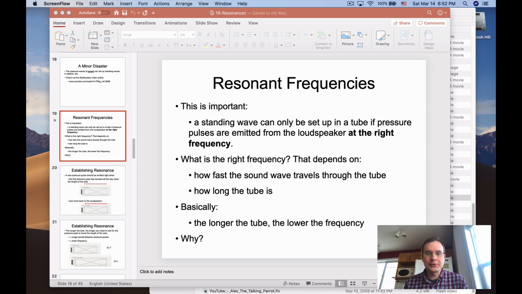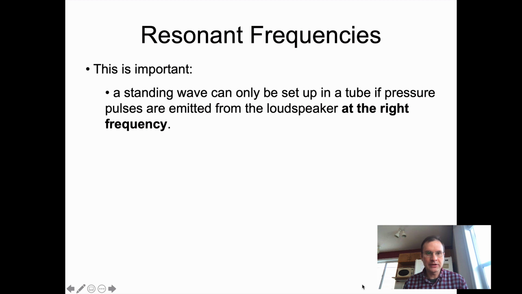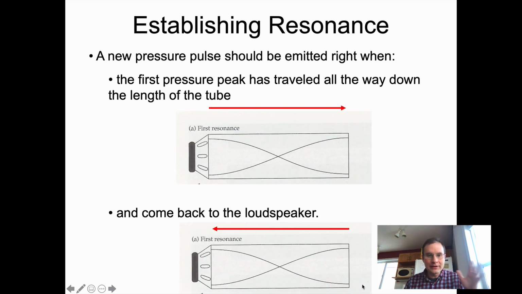Okay, back where we left off, we've got this question: in setting up a resonant frequency in a tube with a loudspeaker at one end, the longer the tube, the lower the resonant frequency will be. Why is that? So let's just think about it. This is basic physics, or maybe even common sense: we have to wait when we're emitting pressure pulses out of this loudspeaker. We have to put one into the system.